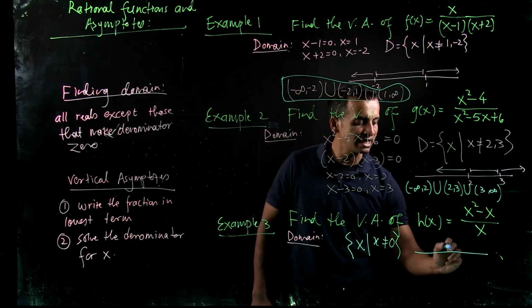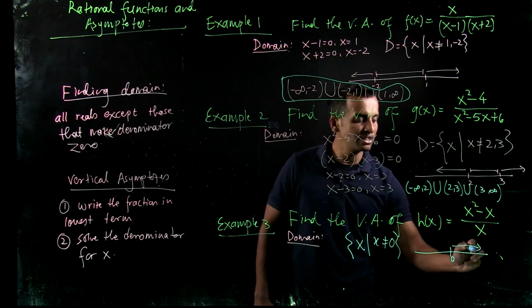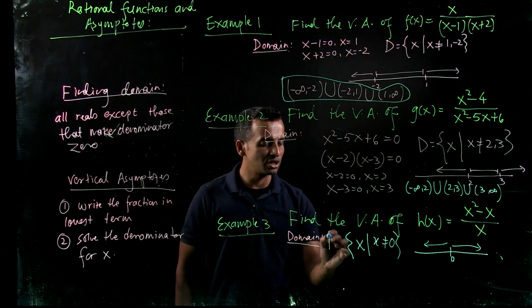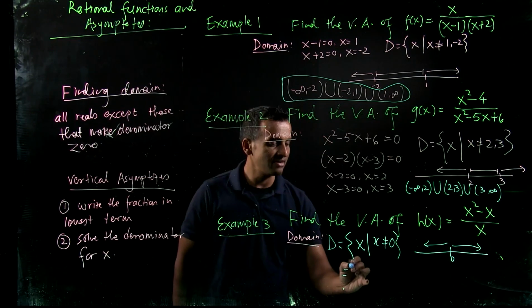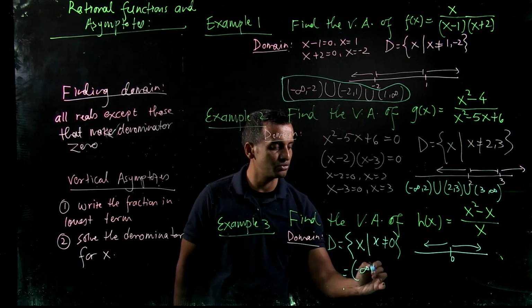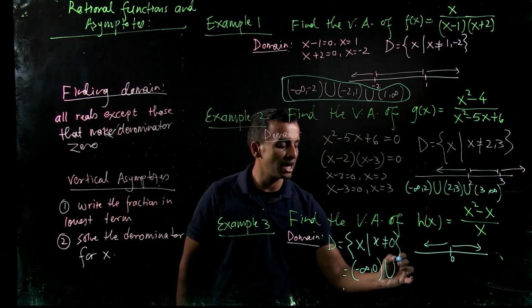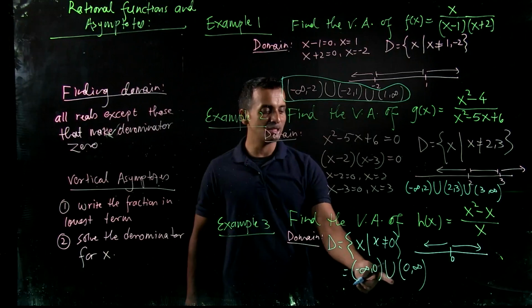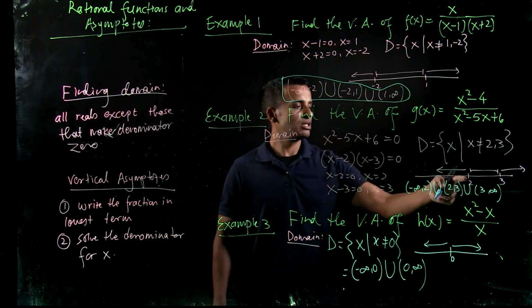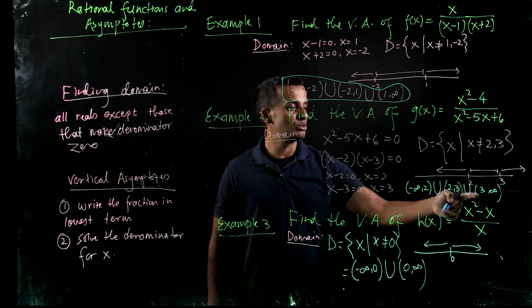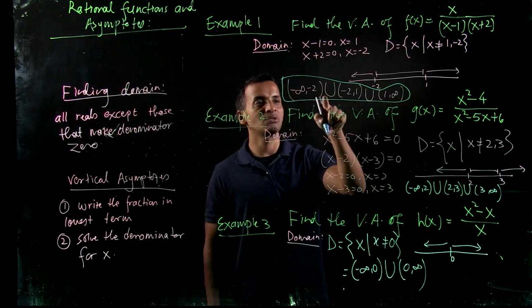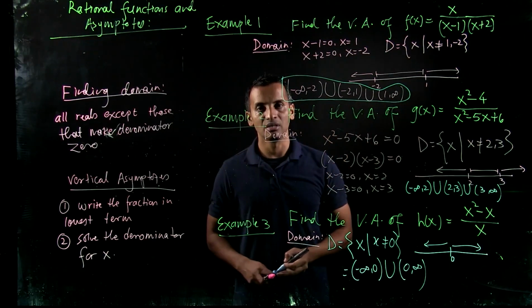If you draw a line and then mark that 0, everything right of 0 is good, everything left of 0 is good. So what is the domain then? This is the same as writing negative infinity to 0, and then you combine with 0 to infinity. But 0 is not in the domain. That's why you write the parenthesis here. Here 2 and 3 are not in the domain. That's why you use parentheses. And also here negative 2 and 1 are not in the domain. That's why you write the parentheses there.